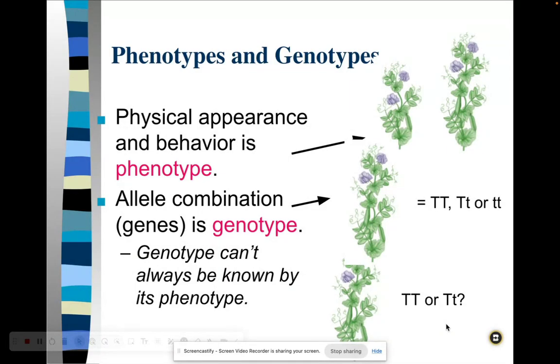So then let's also talk about the words phenotype and genotype. Physical appearance and behavior is phenotype. And I tell my students the way to remember that is PH for phenotype and PH for physical. Allele combination, or the genes, is genotype. It almost has the word gene in it. That's a way you can remember. And a thing to note is genotype cannot always be known by its phenotype. For example, a tall plant can be capital T, capital T, or capital T, lowercase t. So we can't tell which one it is unless we trace back to the parental genotypes.